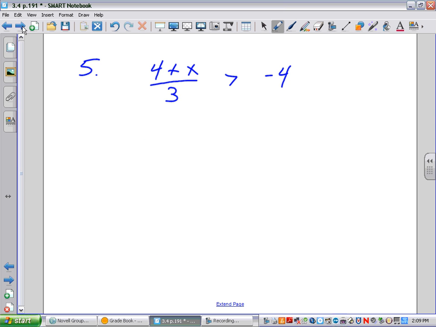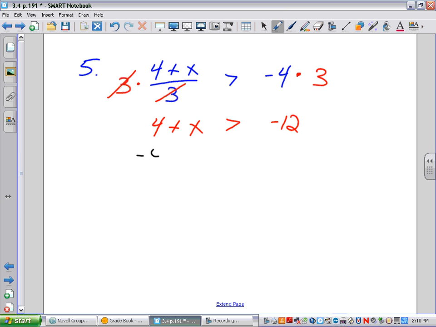Number 5 reads 4 plus x all over 3, or all divided by 3, is greater than negative 4. Well, I'm not going to flip-flop anything because my x is okay where it's at. I want to do something with that 3. It says divide by 3. To get rid of it, I would multiply by 3. Now, multiplying by 3 does not make me change my sign because it's a positive 3. I could then mark out these 3's, and I have 4 plus x is greater than negative 12.